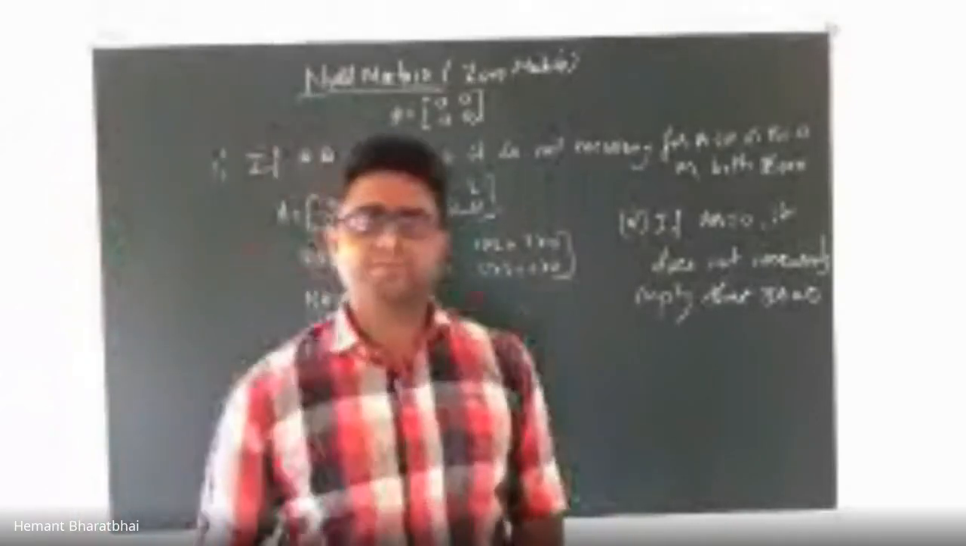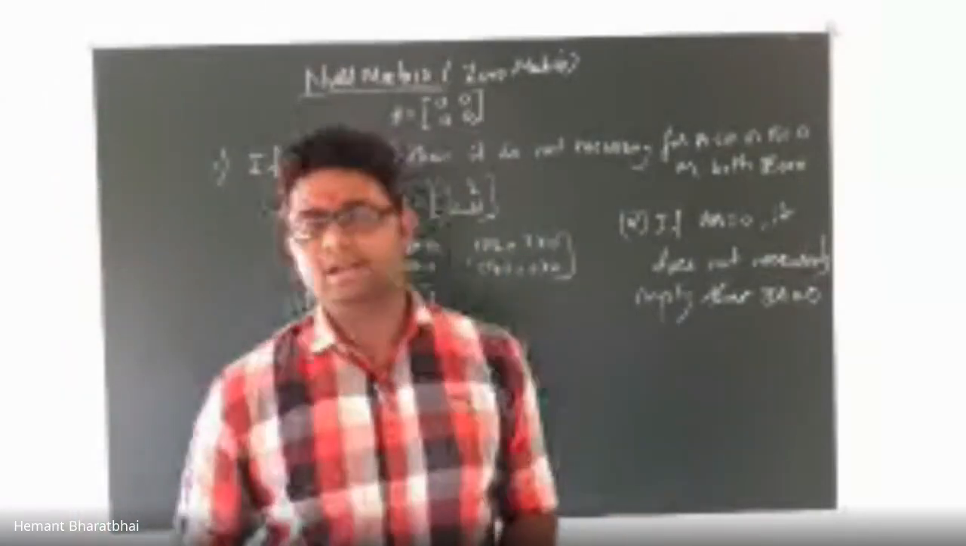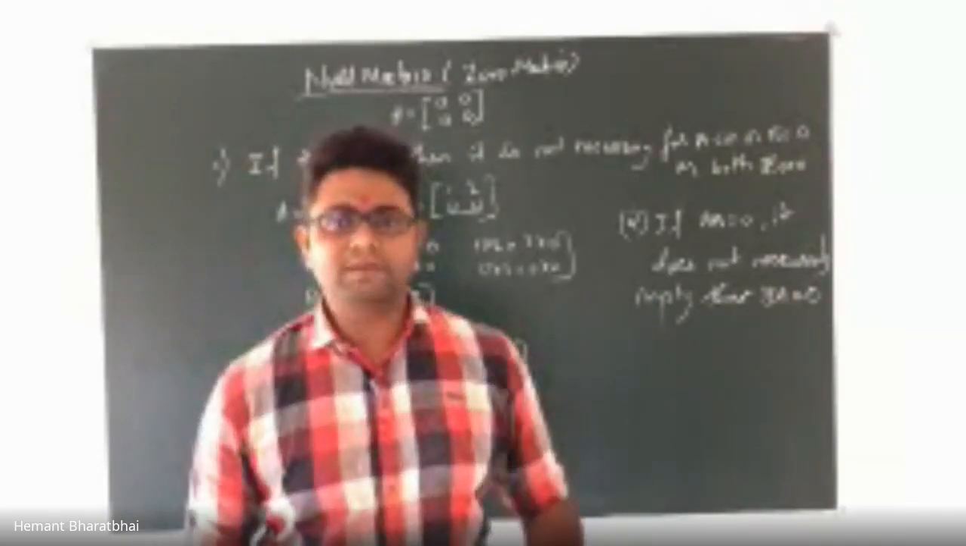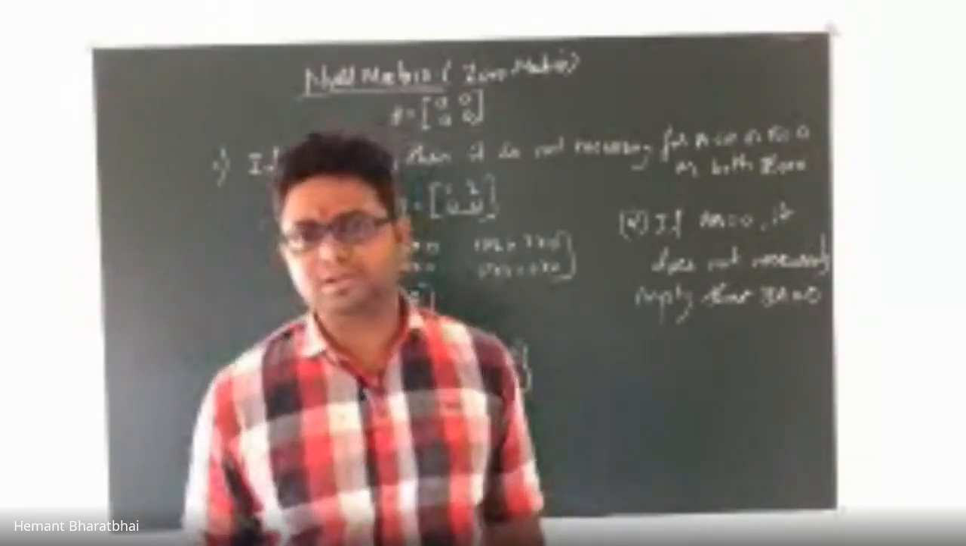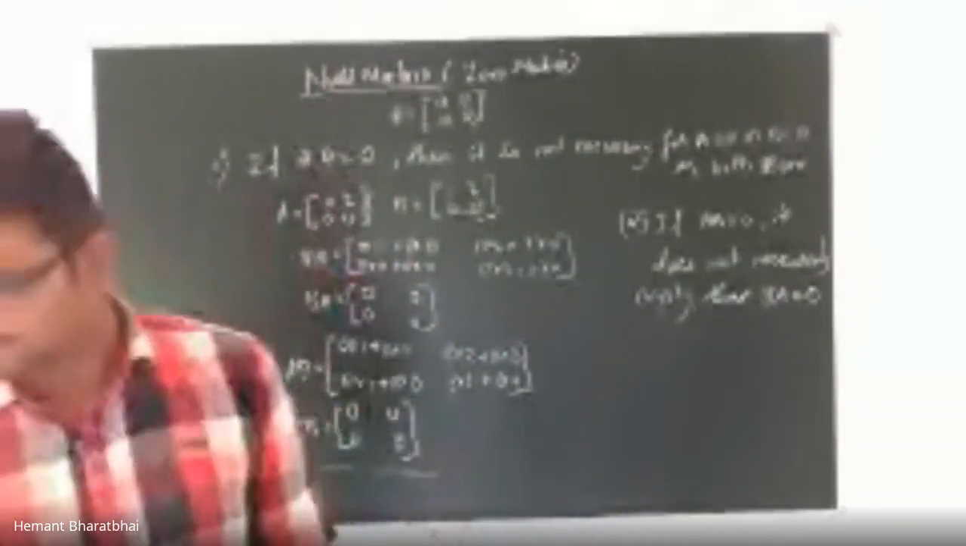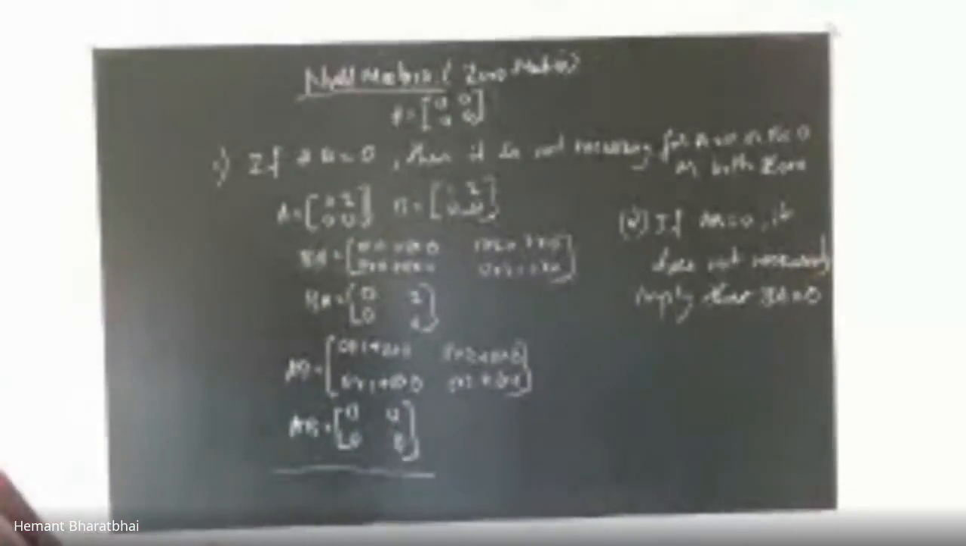Similarly, if the product of two matrices is 0, it does not mean that either of the matrices should be 0. Even if both the matrices are non-zero, my product can be 0, which is proved over here. Okay, I hope it's clear.